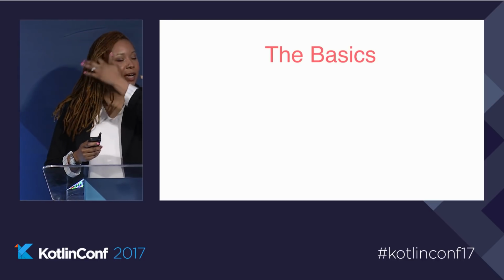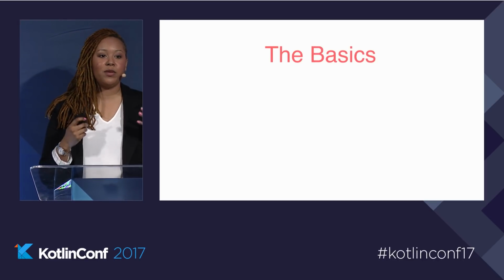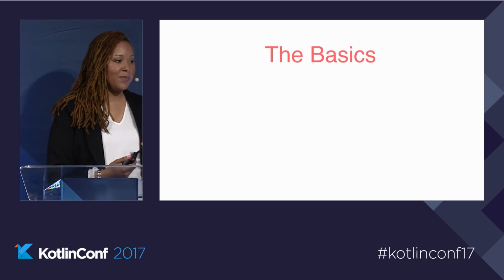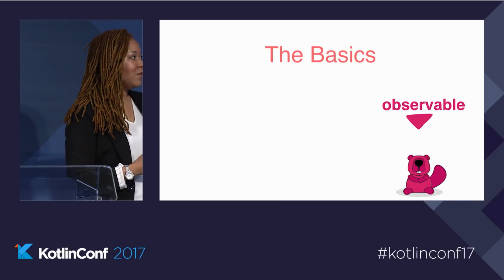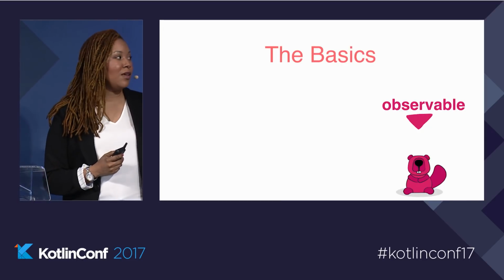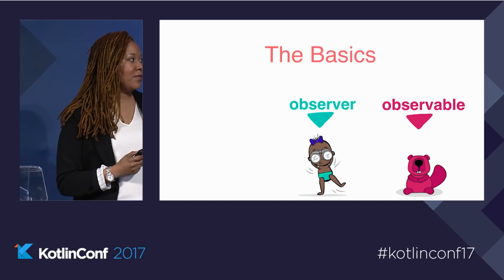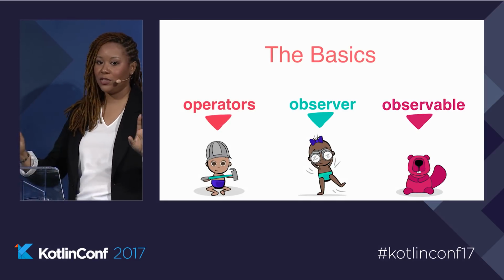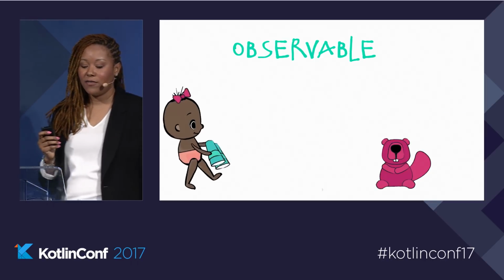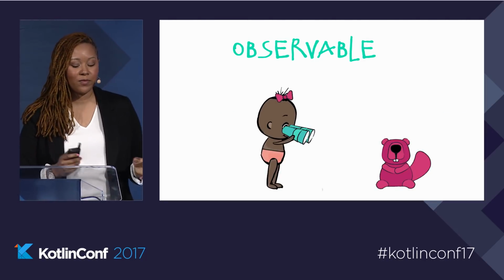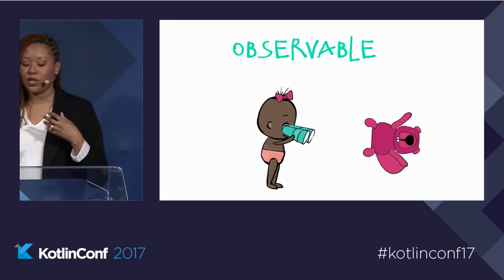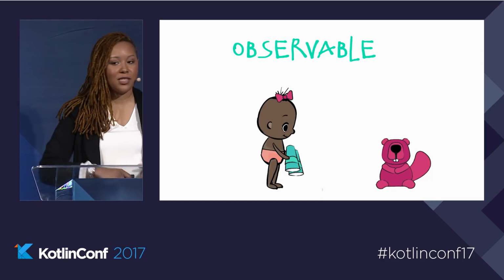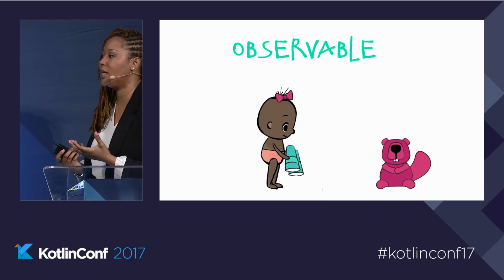But now that we've started to understand more of why people enjoy working with RxJava, it's important to know the basics. So we're going to focus on, first, the observable, then we're going to look at the observer, and finally, we're going to talk about operators, aka the 3 O's. So let's start first with the observable. You can think of an observable as producing some sort of stream of events. This can be anything that you're interested in knowing about.